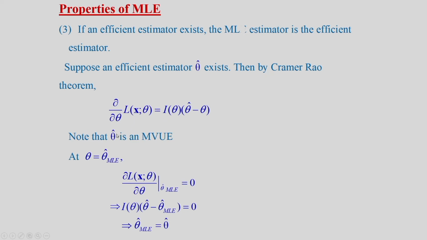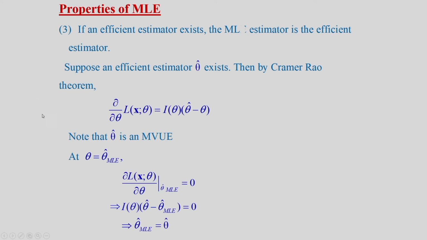And in that case, theta hat will be the MVUE, minimum variance unbiased estimator. Now, let us examine this case. Suppose one efficient estimator theta hat exists. Now, at theta equal to theta hat MLE, del L del theta is equal to 0. So, it implies that this constant C into (theta hat minus theta hat MLE) must be equal to 0, and this implies that theta hat MLE is equal to theta hat.